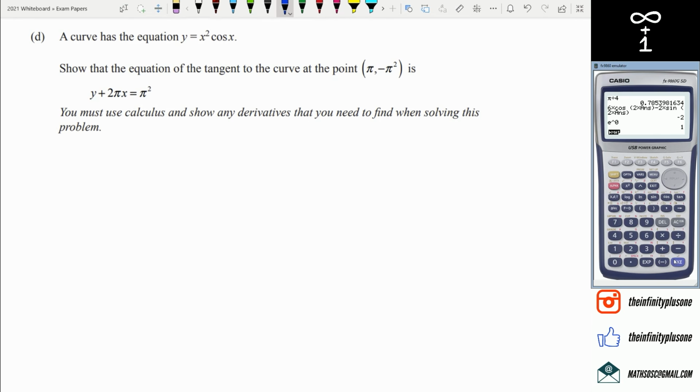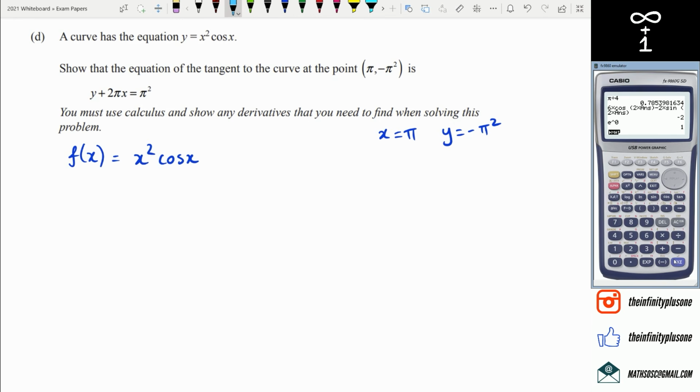Okay, so let's actually break this down, right? So what we've got here is x is equal to pi, and then y is equal to minus pi squared. That's the point that we're looking at. Now we also got f of x. F of x is equal to x squared cos x.